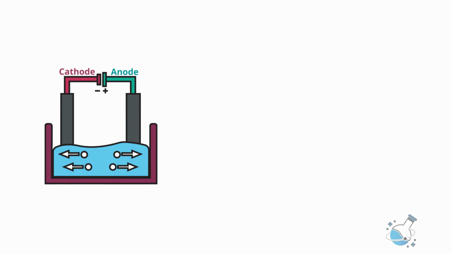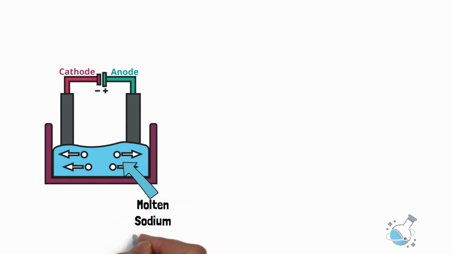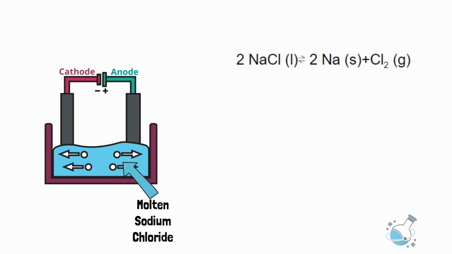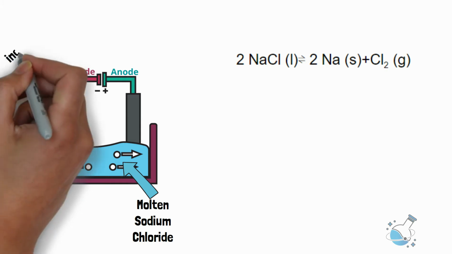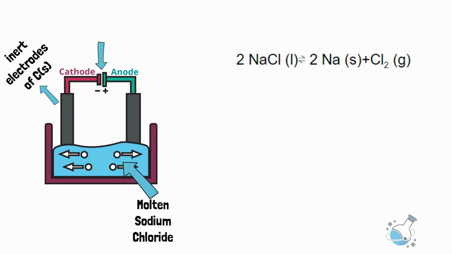To explain what happens in an electrolytic cell, let us examine the disintegration of molten sodium chloride into sodium metal and chlorine gas. If molten sodium chloride is placed into the container and inert electrodes of carbon are inserted, attached to the positive and negative terminals of a battery, an electrolytic reaction will occur. Electrons from the negative terminal travel to the cathode and are used to reduce sodium ions into sodium atoms. The sodium will plate onto the cathode as it forms.